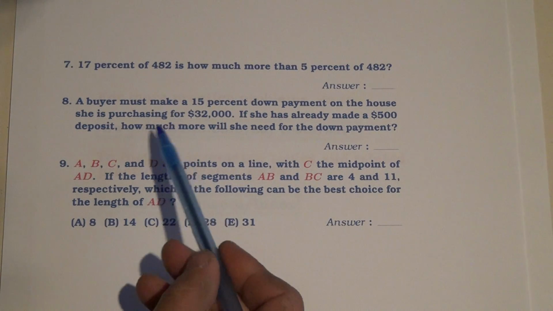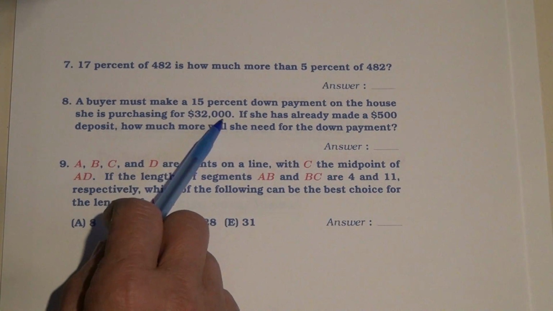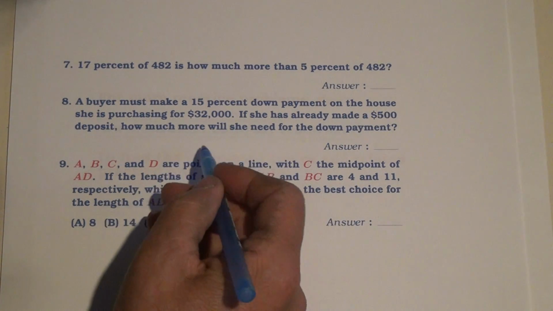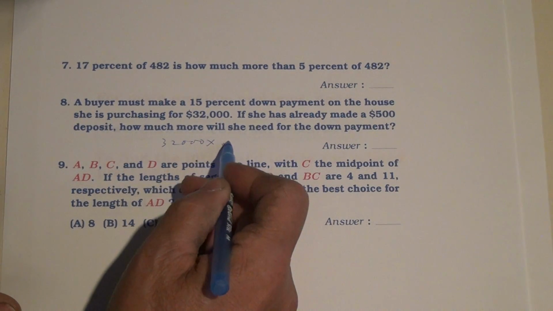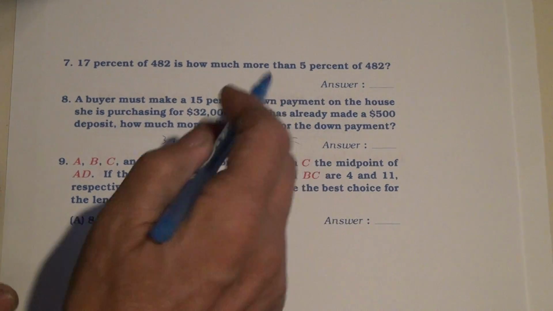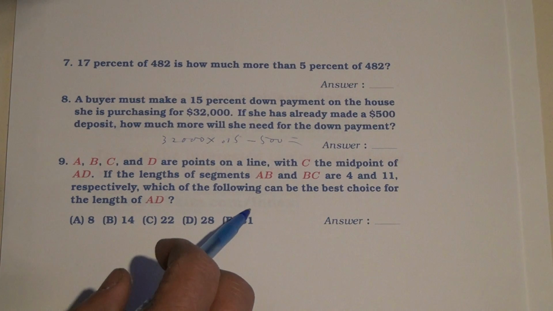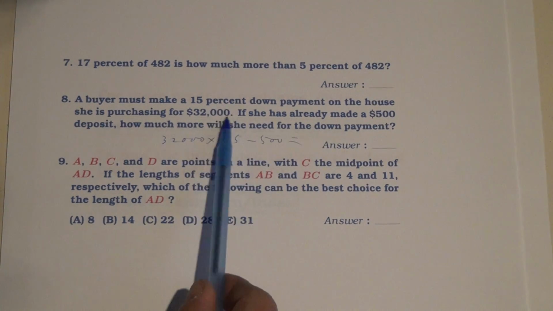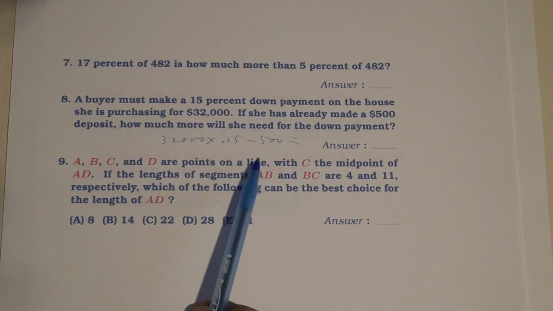Now, number 8. She needs to make a 15% down payment of $32,000, but she already made a $500 deposit. So the question will be $32,000 times 0.15, and then take out 500. She already made it. That's it. Calculate, right? So in the SAT test, they allow you a calculator for some questions. So for all these questions, they will allow using a calculator.